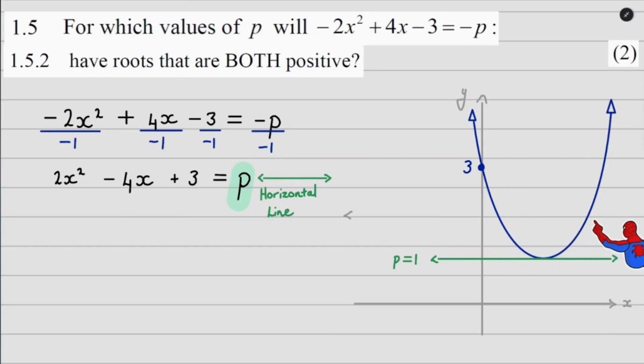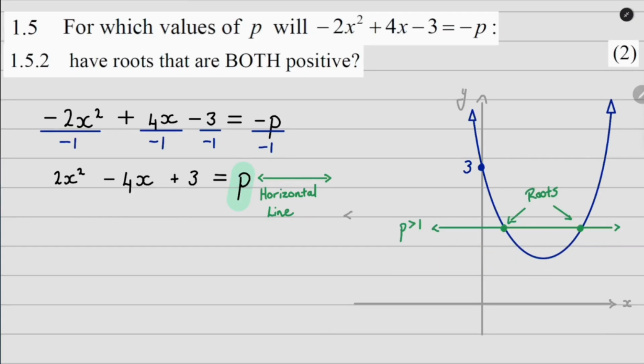If I draw the horizontal line here, then the roots are unequal. I get unequal x values for the roots. And the roots are representative of where this horizontal line touches this parabola. And that happens all the time when p is bigger than 1.